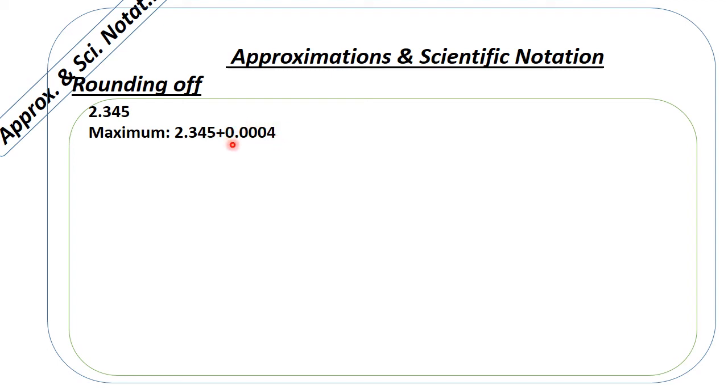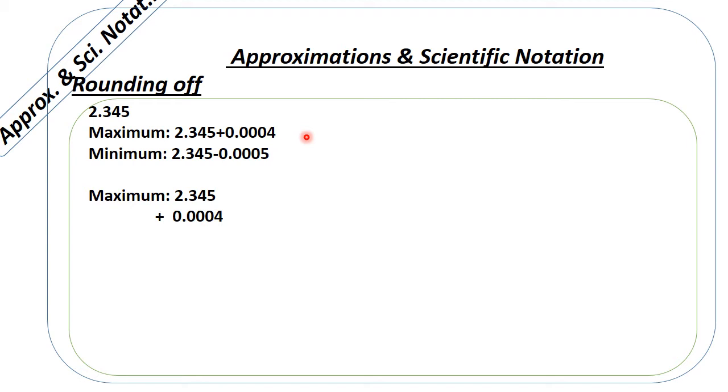So this number that you get, you add it to the original number, 2.345 plus 0.0004. What you're going to get is the maximum value. For the minimum value, you do the same, but instead of 4, you add 5 here, and you do minus instead of plus. Okay, so let's try to get the maximum value and the minimum value. So maximum value: 2.345 plus 0.0004.